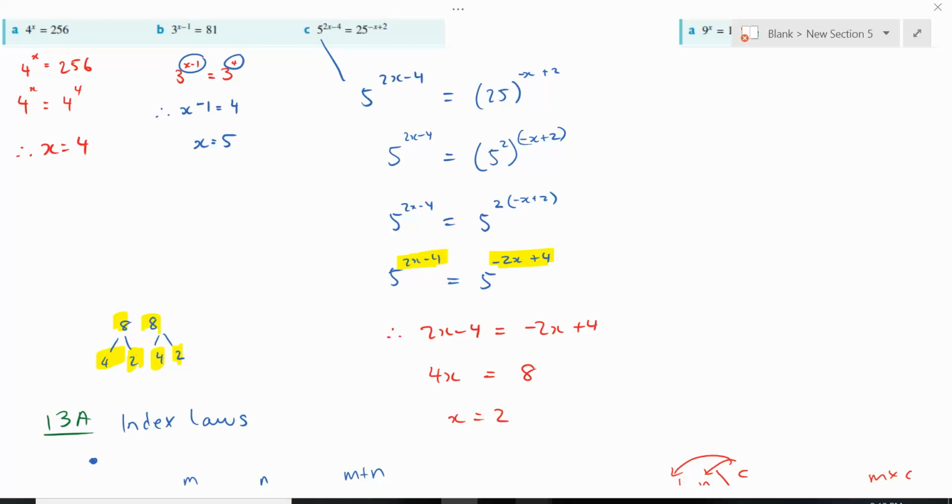Okay? Right here, be careful with the times. When you times the powers, make sure that you times every term. I use the brackets to help me. Solving here is just linear equations, adding 2x on both sides, adding 4 on both sides, I get 4x equals 8, x equals 2. Okay?